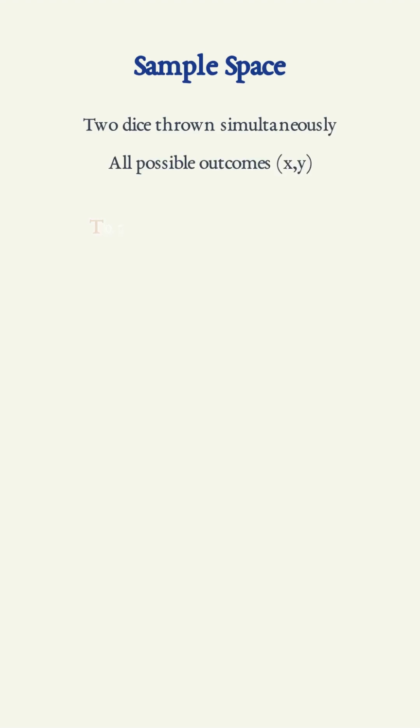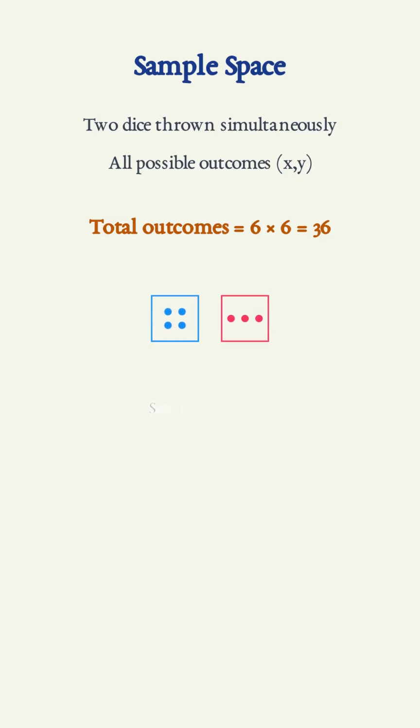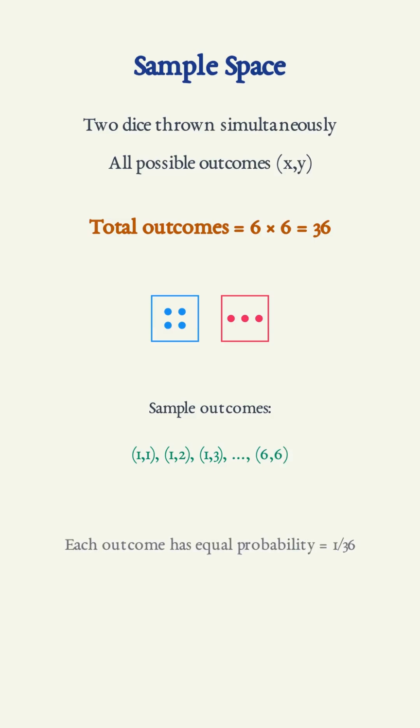When two dice are thrown simultaneously, the sample space contains all possible outcomes (X, Y). There are 36 total outcomes. Each outcome has equal probability of 1 over 36.